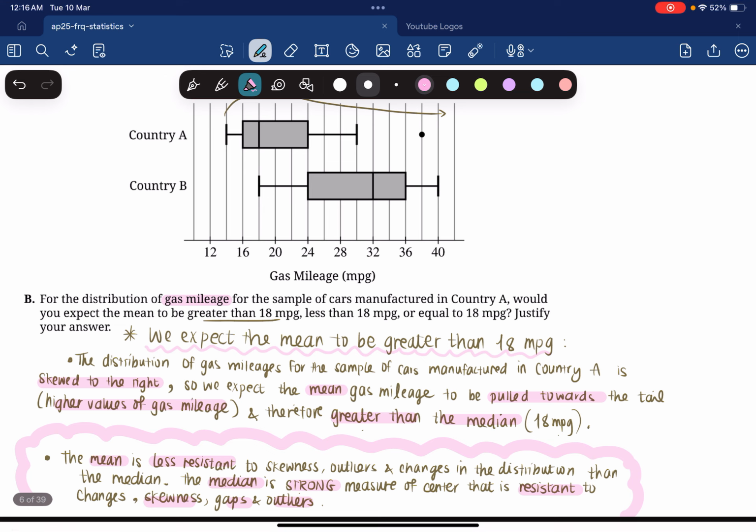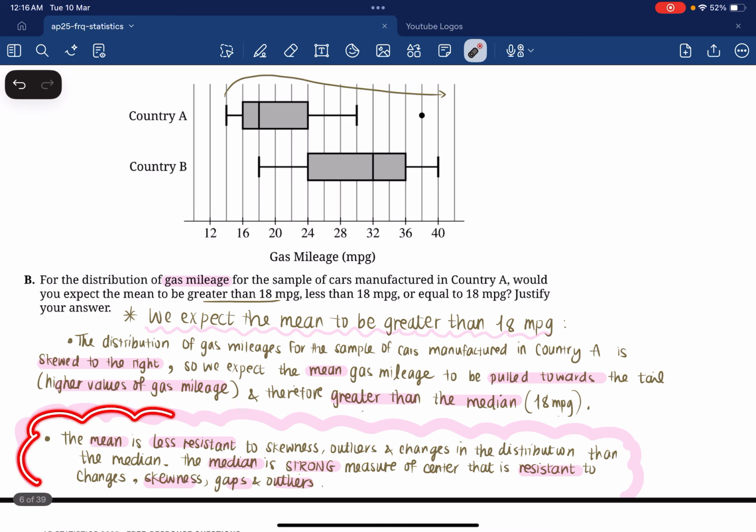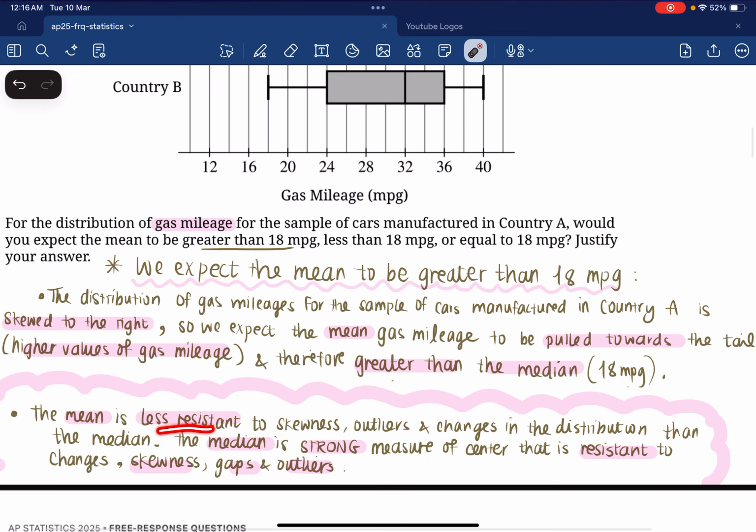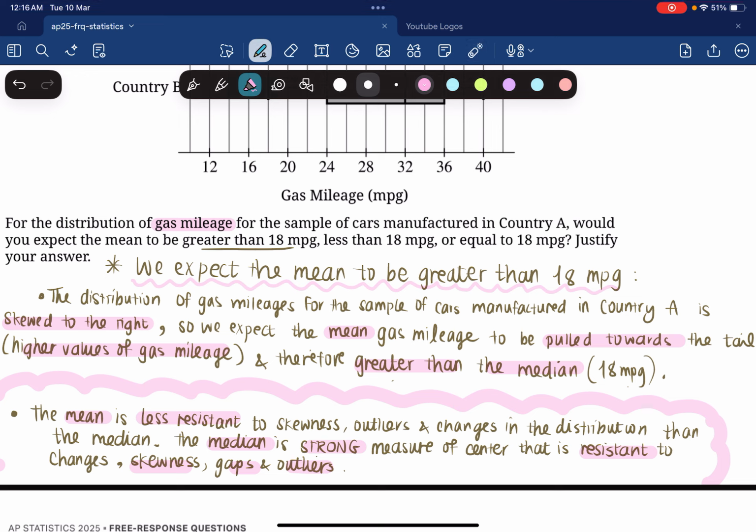And so here, this is our answer. So in general, I wrote it for you at the bottom of the page in a cloud. Usually when I write clouds, they're just notes for each question. So here in this cloud, we have the mean is less resistant to skewness, outliers, and changes in the distribution. Less resistant means highly affected, right? So you can say less resistant or greatly affected or most affected by skewness, outliers, and changes in the distribution than the median. The median is a strong measure of center that is more resistant to changes such as skewness, gaps, and outliers.